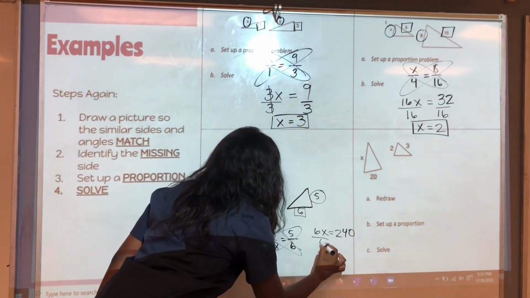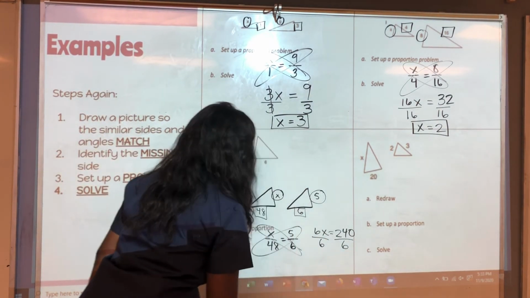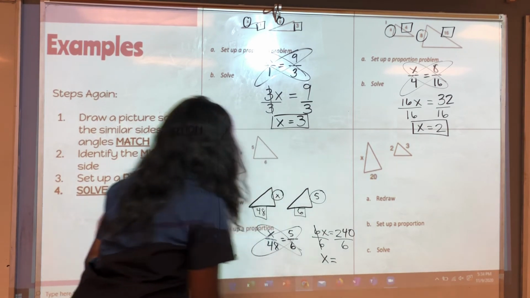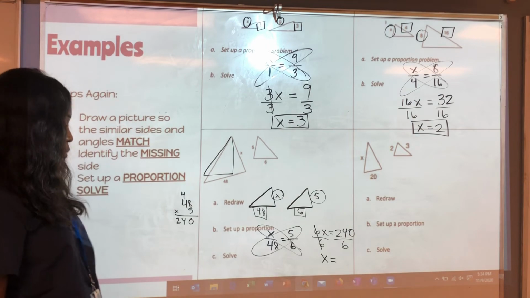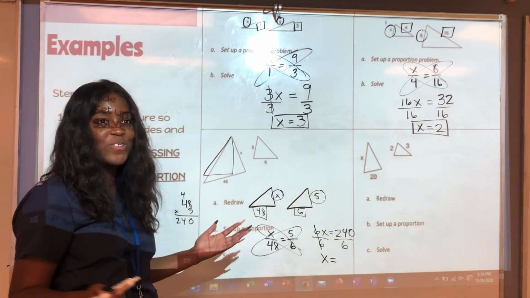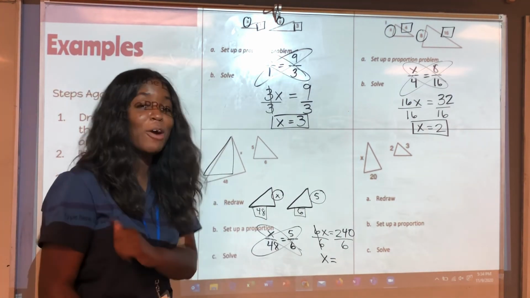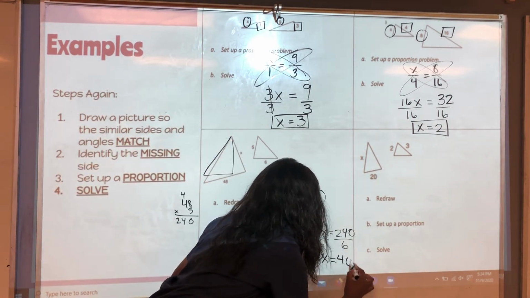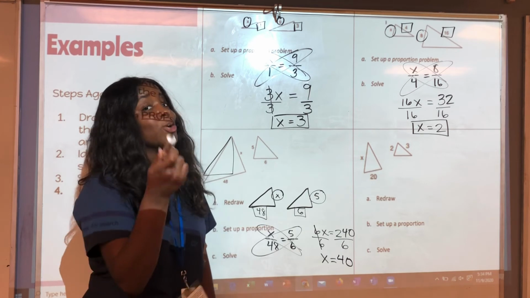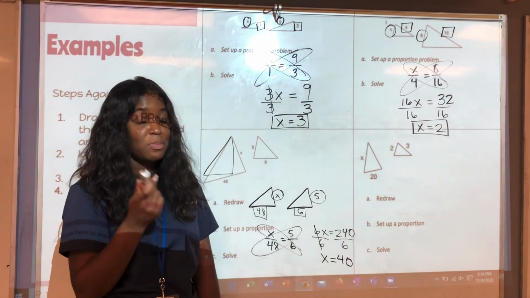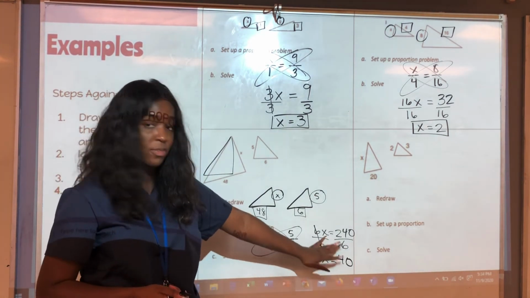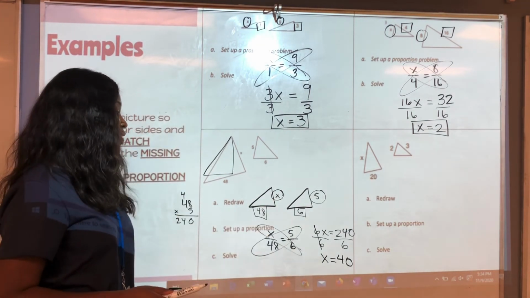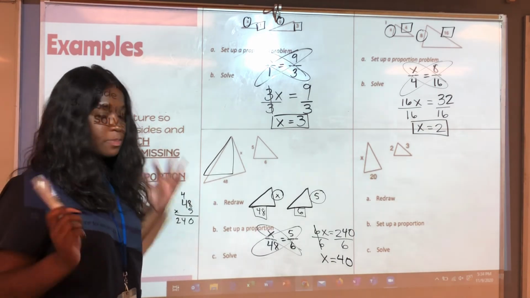I'm going to divide both sides by 6. My 6 is crossed out on the left side, I'm sorry. And I get x equals 40. 240 divided by 6. Miss Thomas already has those division facts memorized, so she knows that this equals 40. Now, I don't know if y'all have those division facts memorized, so you would have to do long division to figure out what that answer is. Okay, and then we know the missing side of this shape would be 40.